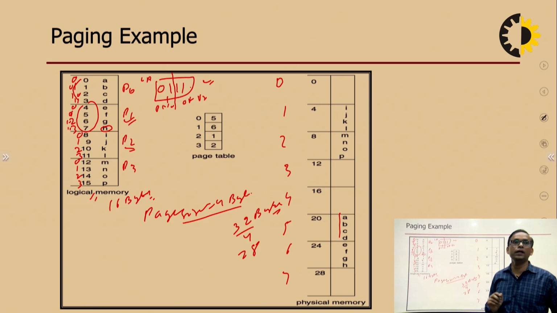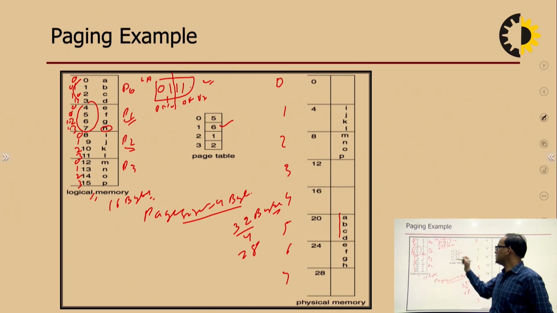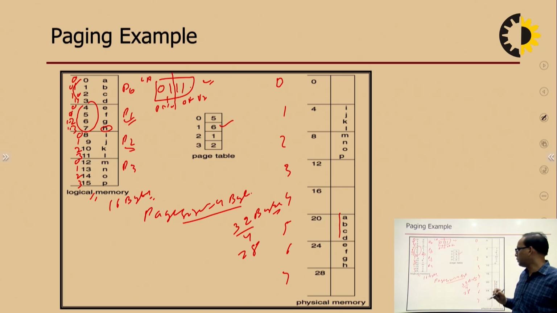Now we have to find the physical address. So what will we do? We will see the page table. It means, this page number 1 is stored in which frame number? From the page table we find that page number 1 is loaded into frame number 6. It means frame number 6 here.